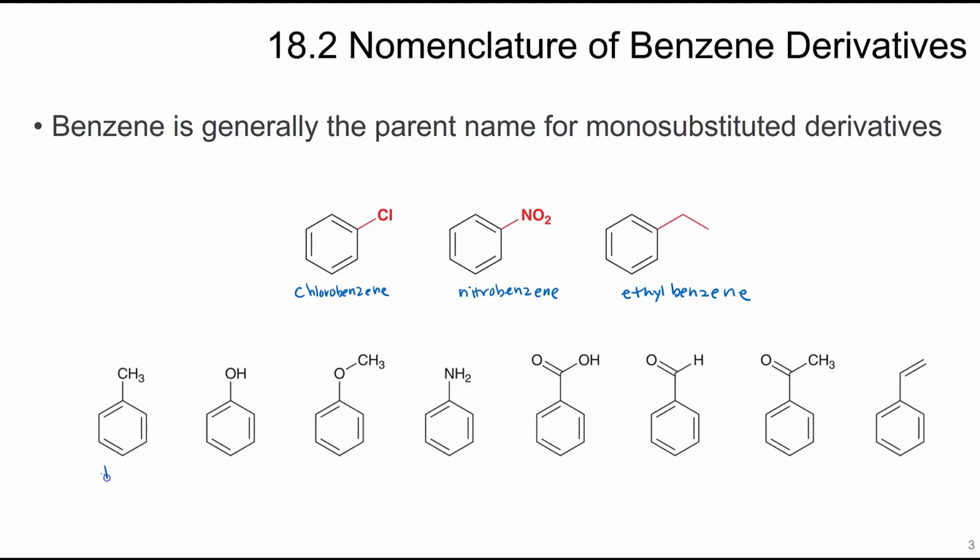We already saw the toluene. This one is phenol, which you saw in chapter 13. This one is anisole with a methoxy group. Aniline has an NH2 group. This is benzoic acid. Benzaldehyde. This one is acetophenone. And this one we saw in lab, this is styrene. So you will need to know these common names.